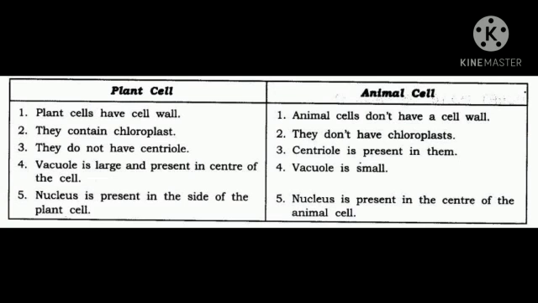Next we are going to see plant cell and animal cell. Point 1, plant cells have a cell wall, animal cells do not have a cell wall. Number 2, plant cells contain chloroplast, animal cells do not have chloroplast. Third one, plant cells do not have centriole, centriole is present in animal cells. Fourth one, in plant cells the vacuole is large and present in the center of the cell. In animal cells the vacuole is small. Fifth one, the nucleus is present at the side of a plant cell. The nucleus is present in the center of the animal cell.